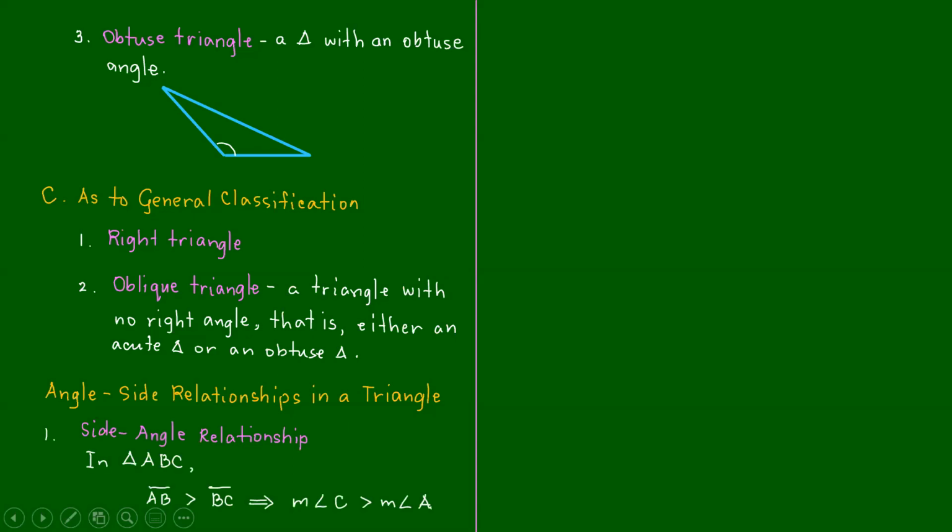Side-angle relationship. So for side-angle relationship, given a triangle ABC, let's say AB and BC are two of the sides of triangle ABC. If AB is greater than BC, then the angle opposite to the side AB is larger than the angle opposite to the side BC. So in general, the longer the side, the larger the angle opposite to it.